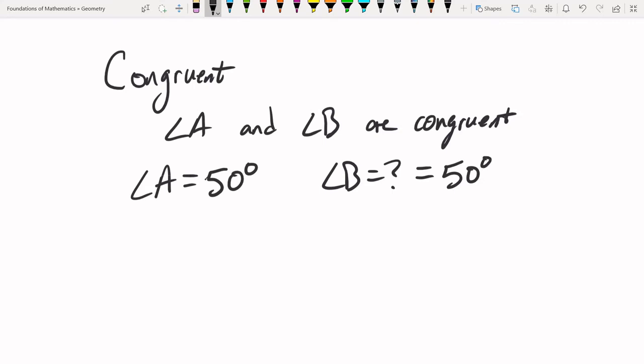Congruency doesn't matter location, right? Angle A looks to be like something like that. Angle B can look like this.